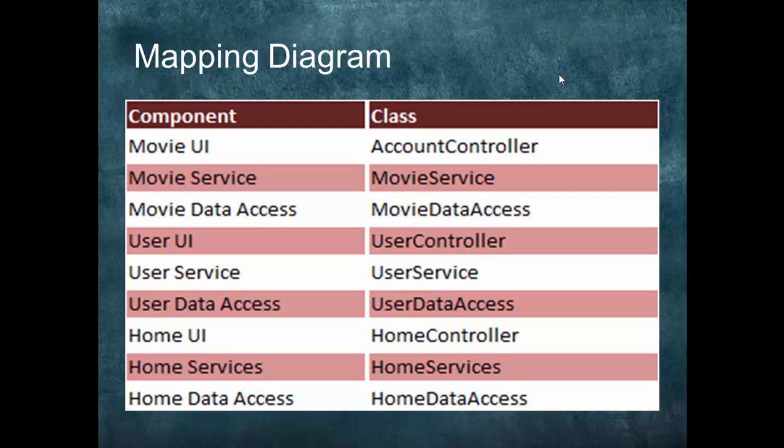So here are the different components on the left that we just discussed. We have a UI, services and data access layer across the three major domain objects of the application, and on the right-hand side are the classes that support that component.